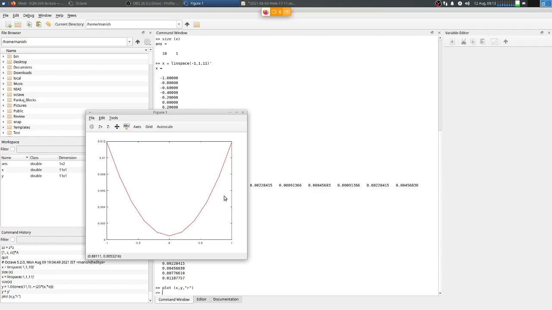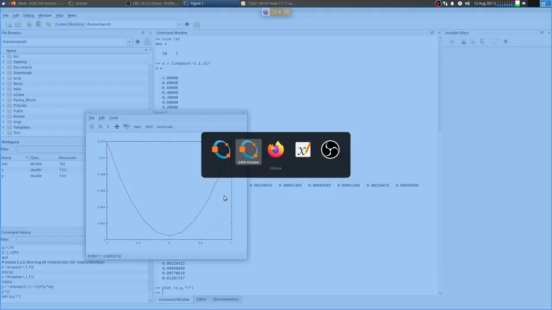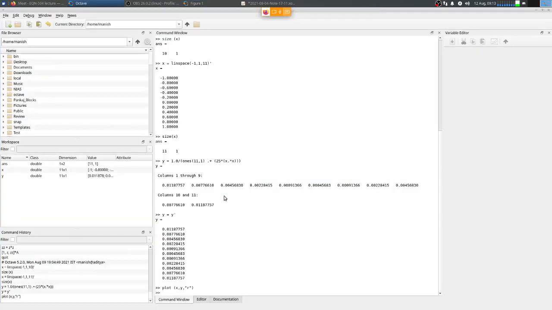There is something wrong here. It should be the other way around. Let me just see. Is it 1 over 1 minus 25x squared? No. At x squared 0, that will be the maximum value.